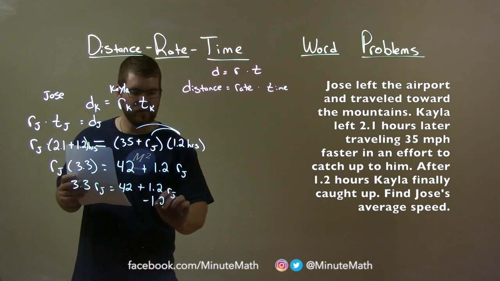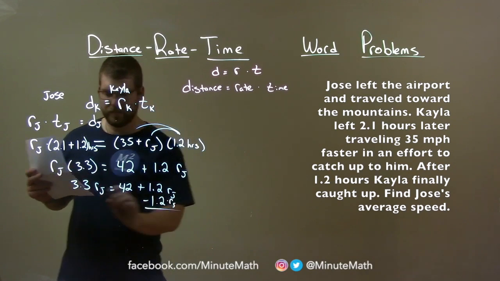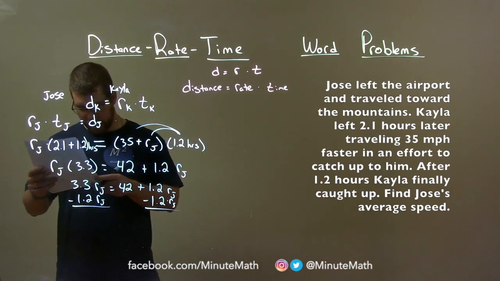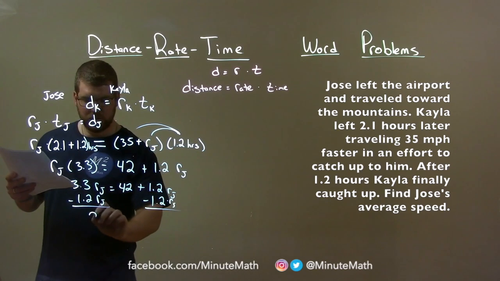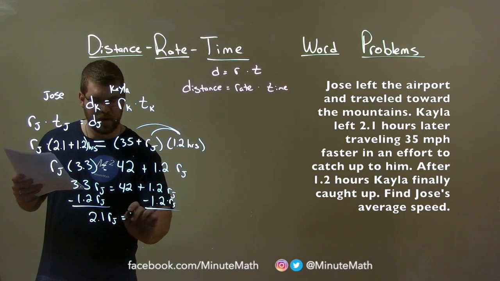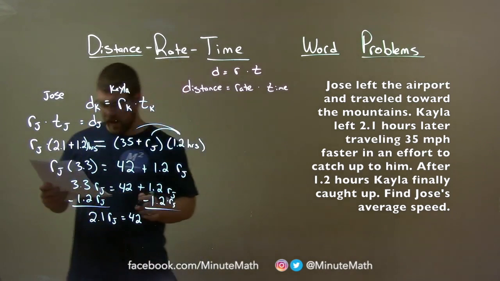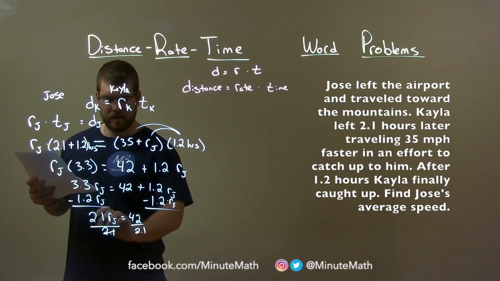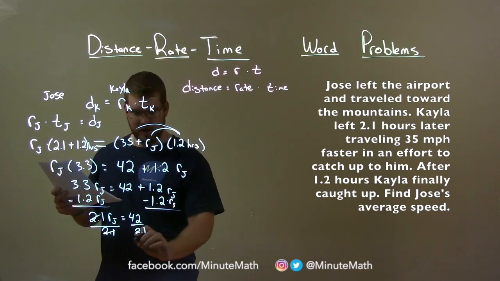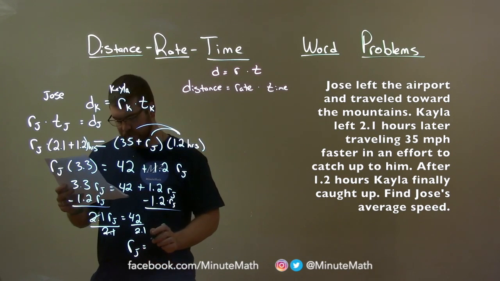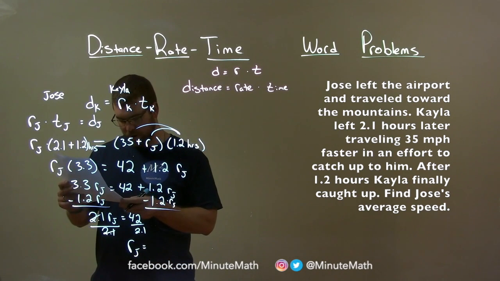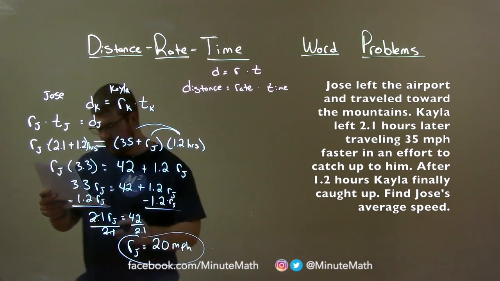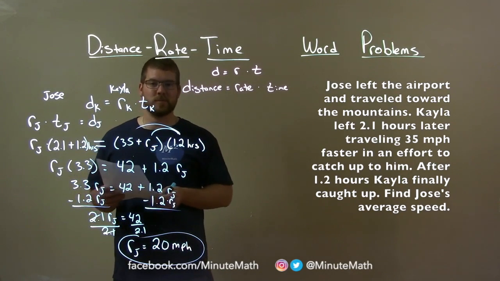I'm going to subtract 1.2 times Rj from both sides here. And 3.3 minus 1.2 comes out to be 2.1 Rj. That's equal to 42. Then I need to divide both sides by 2.1, and the 2.1s cancel, giving me Rj by itself, the rate at which Josie's traveling. 42 divided by 2.1 is 20. So we have 20 miles per hour, and that is Josie's average speed.